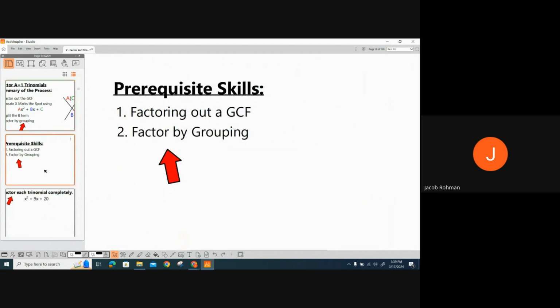The prerequisite skills for this lesson would be factoring out a GCF and then factor by grouping. So if you're not familiar with those two lessons, please go back and review those.